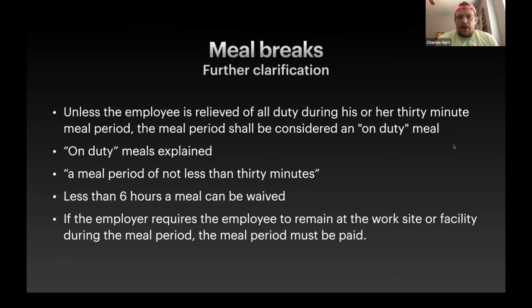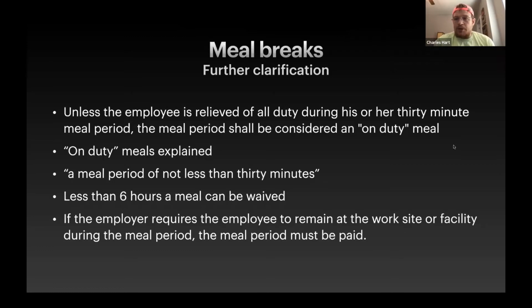The meal break is also clarified in the rulings as a meal period of not less than 30 minutes. That's important, and we'll get back to it when we go into some of the court cases, but it has to be 30 minutes and not a minute less. Anything less than 30 minutes, like a 29-minute break, is considered as though the employee did not get their meal break. It's been interpreted very strictly.